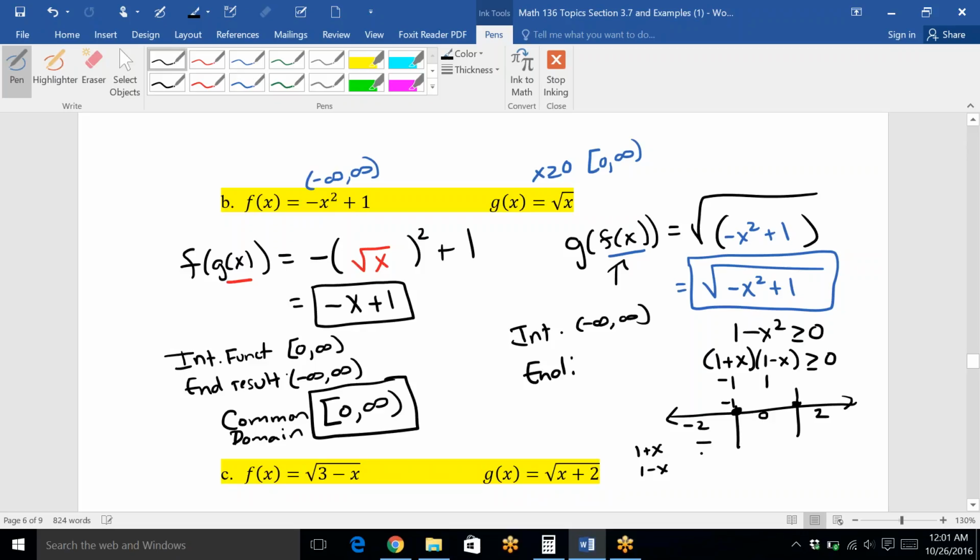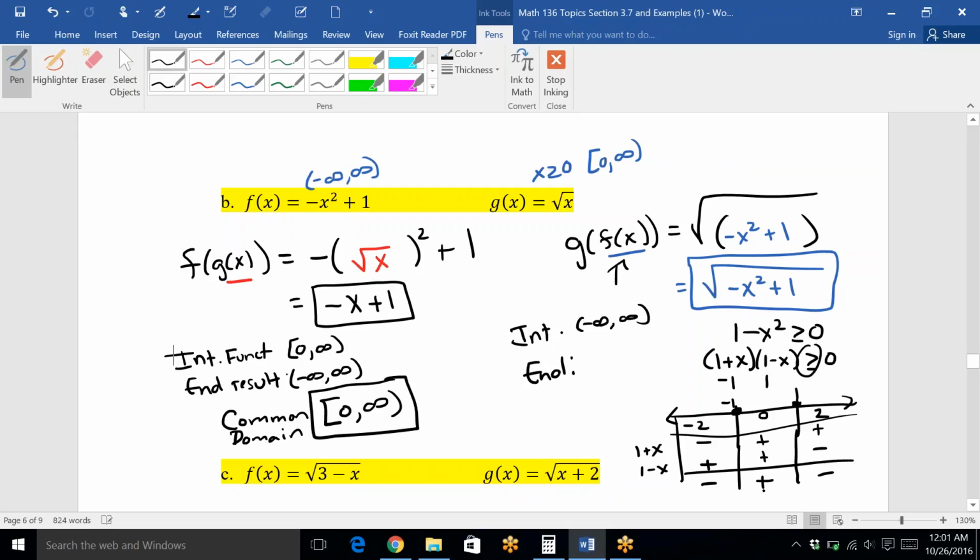Here, this gives me a negative and a negative, which gives me an overall, actually, no, sorry. 1 minus -2 would actually be a positive. So that actually gives me an overall sign that's a negative. 1 plus 0 is positive. 1 minus 0 is also positive, so that gives me an overall positive. 1 plus 2 is positive. 1 minus 2, though, is negative, which gives me an overall negative.